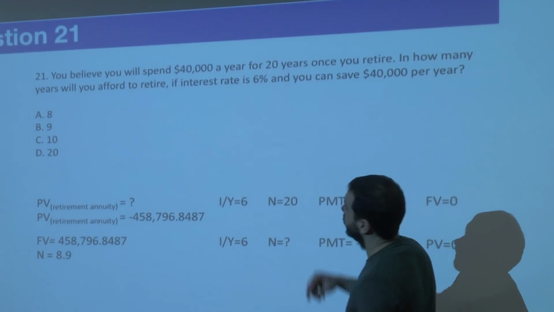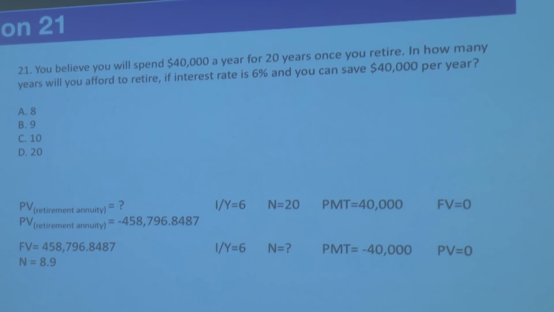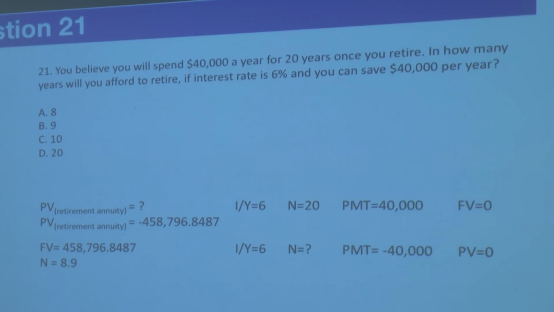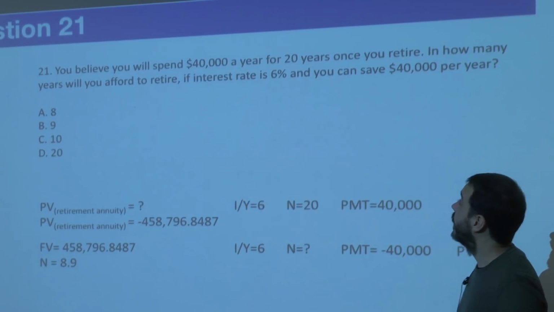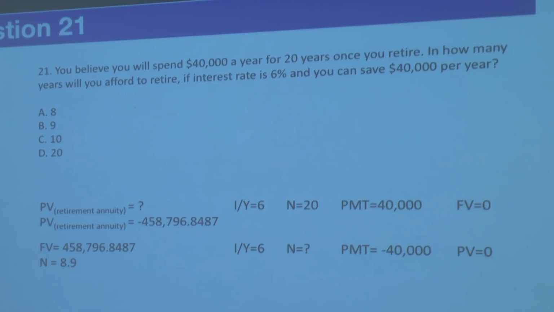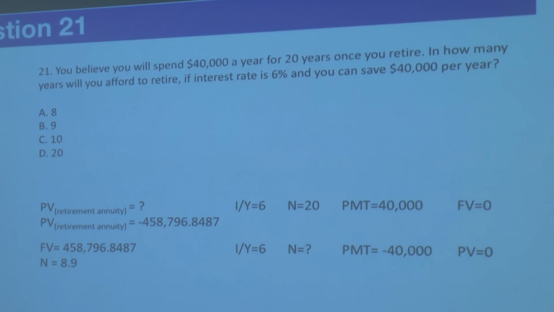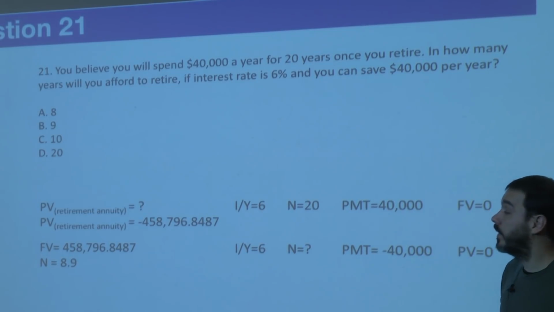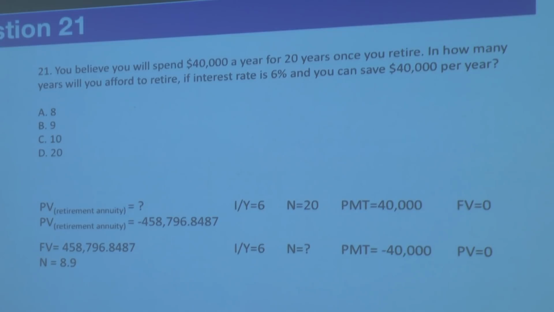I don't know, they inverted the question and the answer. You believe you will spend $40,000 a year for 20 years once you retire. In how many years will you afford to retire if the interest rate is 6% and you can save $40,000 per year?